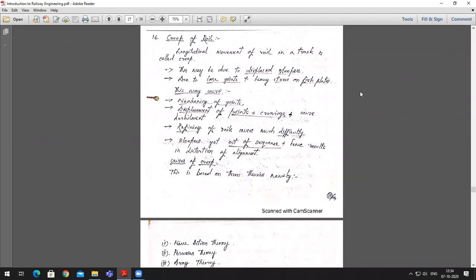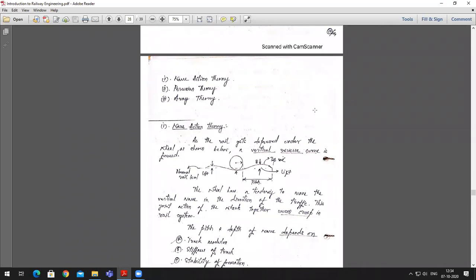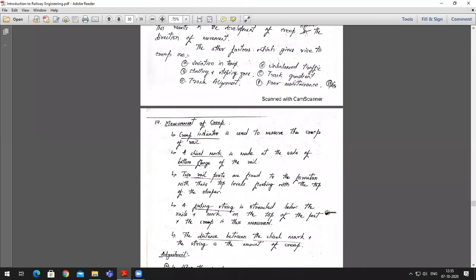Okay, so in the previous class we were discussing creep of rails, where I told you what creep in rails is, and we discussed the causes of creep taking place in rail, and the theories which explain creep. We discussed that we have three such theories: one is wave action theory, second is percussion theory, and the third one is drag theory. So these are the things that we discussed.